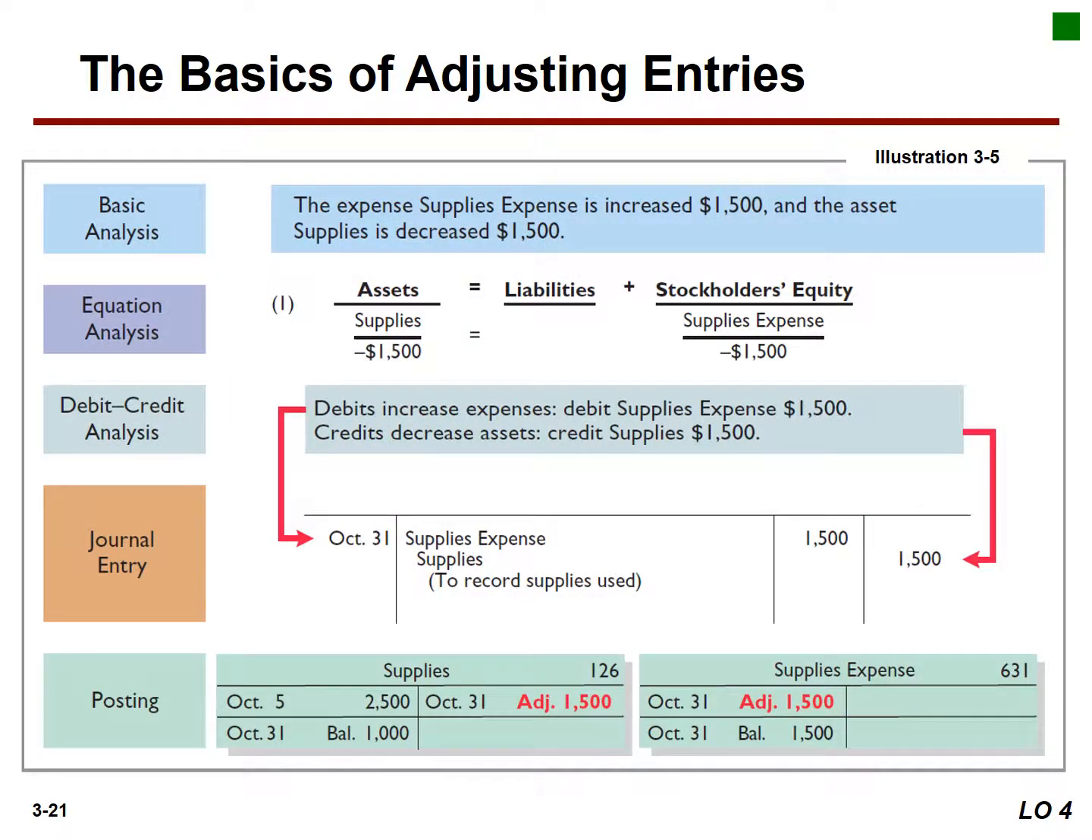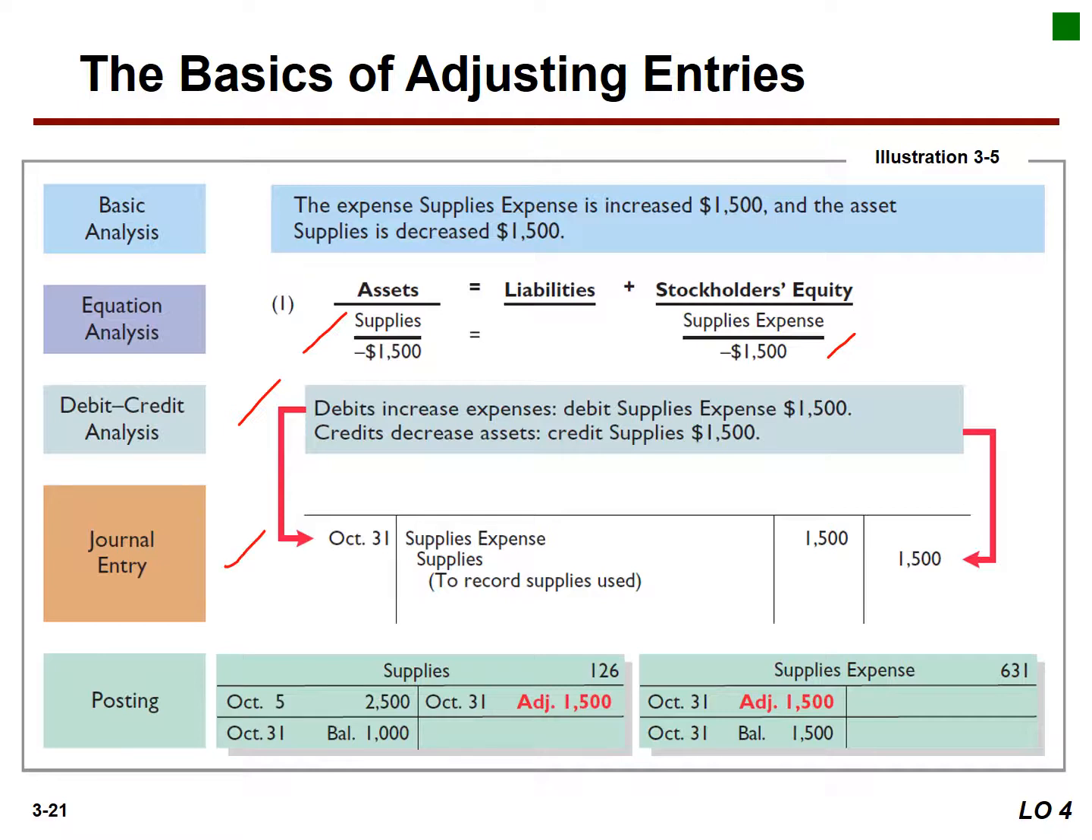Let's analyze the transaction. We said our supplies expense account is going to be affected. Our asset account supplies is going to be affected. Our asset account is decreasing, and our supplies expense account decreases our stockholders' equity because it decreases retained earnings. We learned in Chapter 2 that increasing our expense account involves debiting that expense account, and decreasing our asset involves a credit to the asset account supplies.